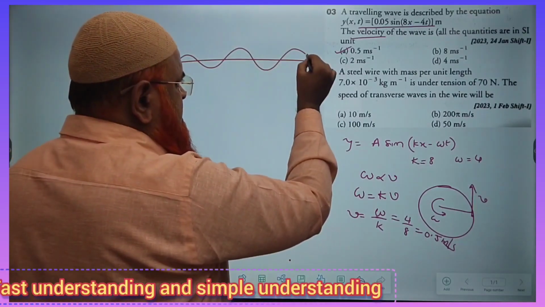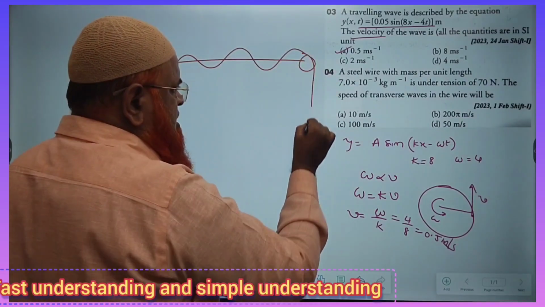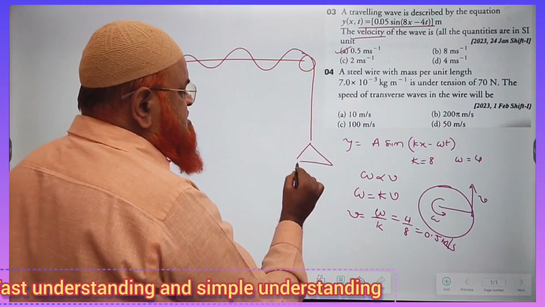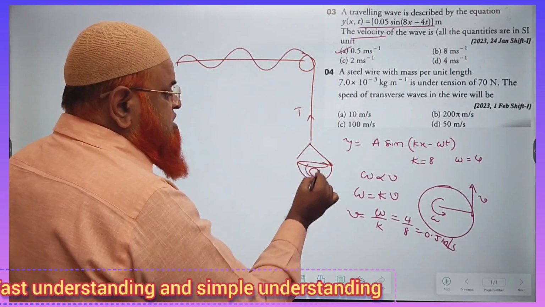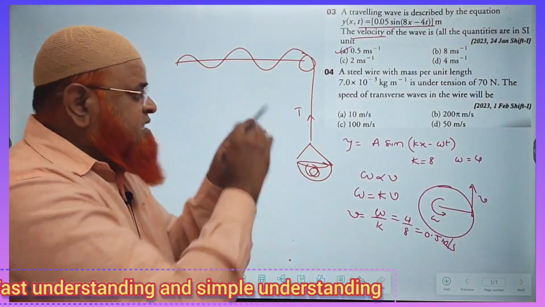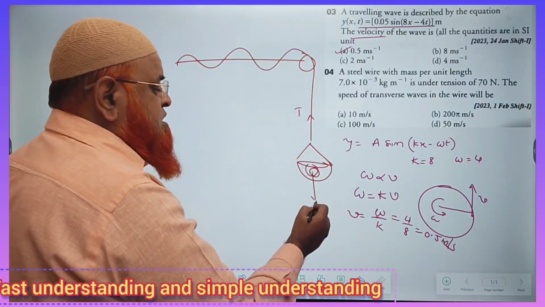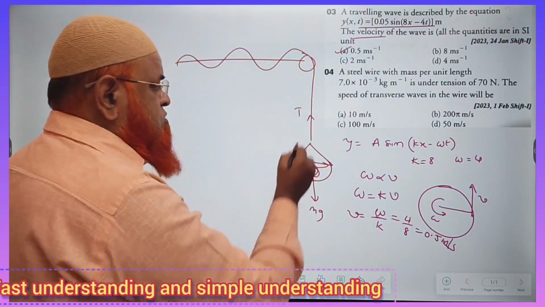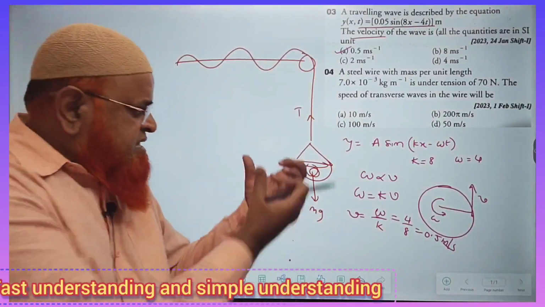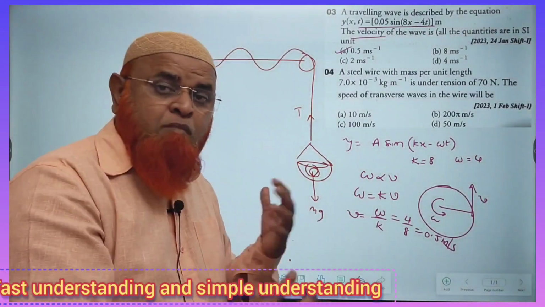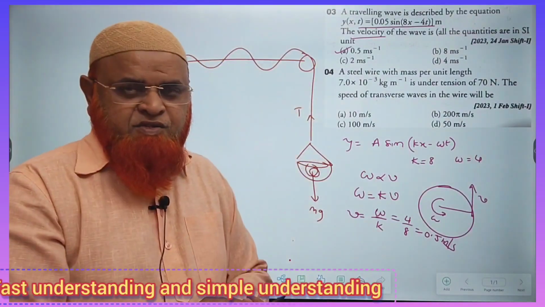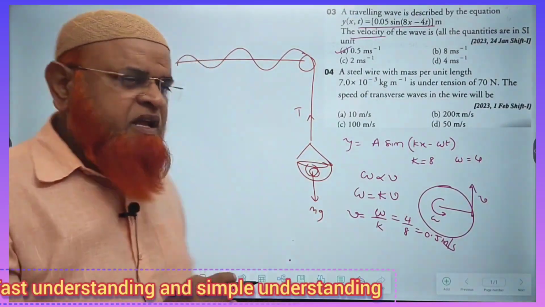For example, here if there is a pulley and you are hanging over the pulley with certain weight, this is the tension. The greater the weights you add, the larger will be the tension, because you know mg is acting downwards and tension is acting upwards. The greater the tension, the greater the weight. You add more weights, tension will increase.